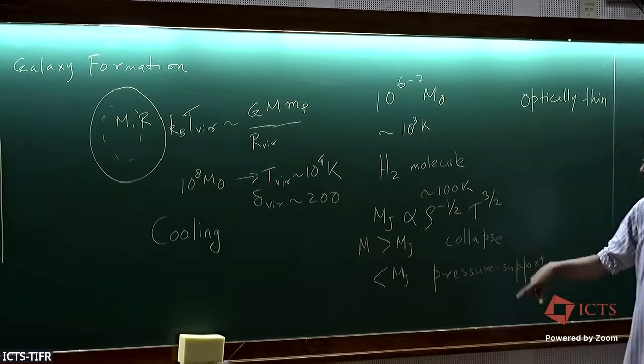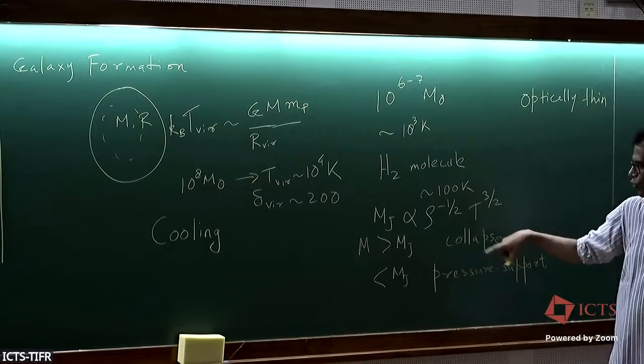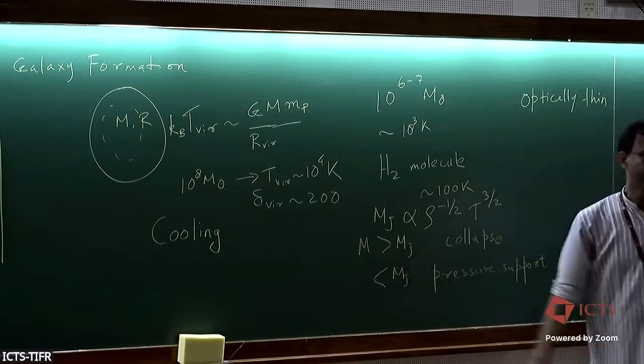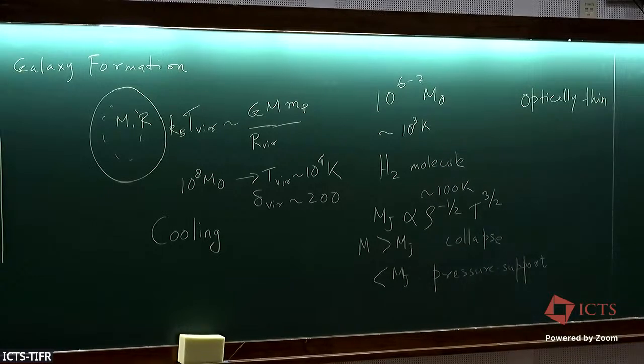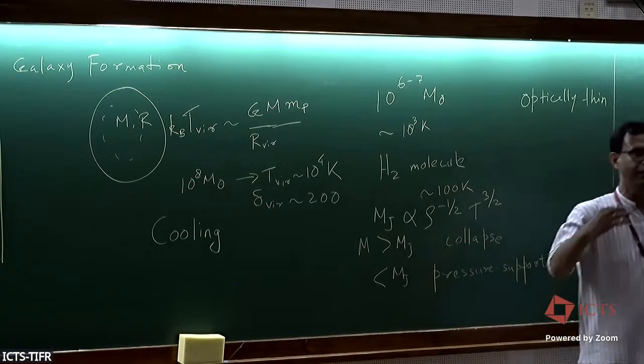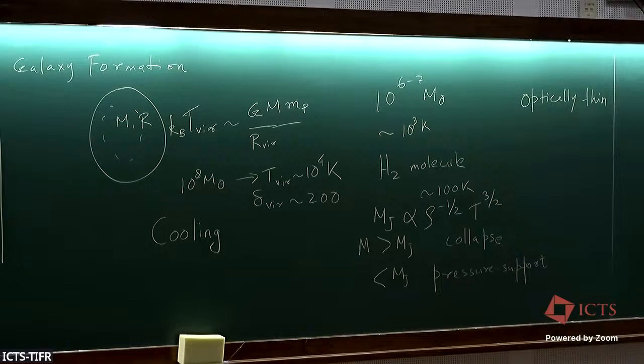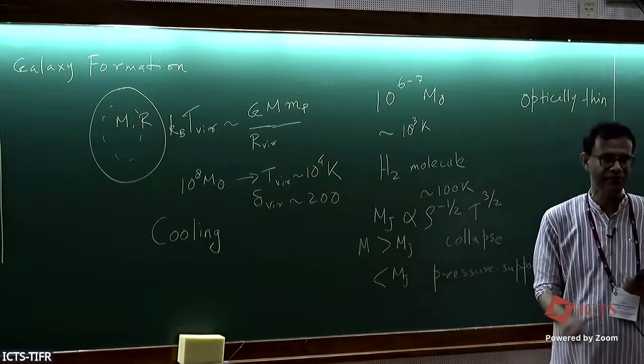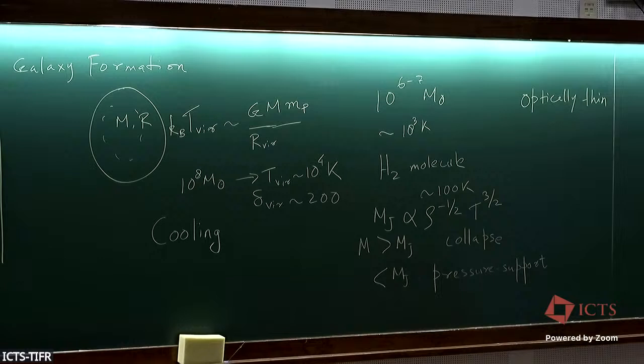So if it is optically thin, what happens is the temperature tends to go down initially. So the M_J will go down. So the mass which was then pressure supported, now because the M_J has gone down, that mass has become larger than M_J. So it can start to collapse. Okay, it will become a bit more dense. I will come to that. So for the moment, let us assume that the density is small enough so that the opacity is small. Okay, so as you start condensing, clearly the density will go up and something else will happen.